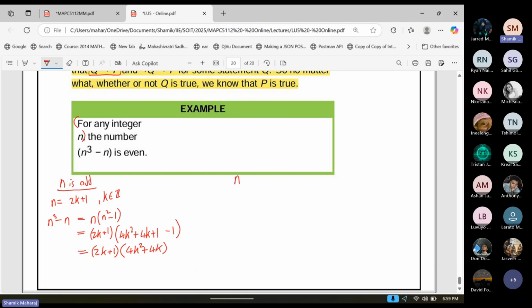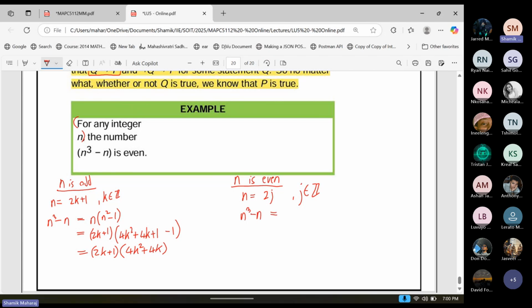Let me do the even side here, and let's just see what happens if n is even. If we can get to that one at least. So if n is even, n can be written as 2j, where j is some integer. So n cubed minus n in this case becomes, again, should I factor this out? Yeah, let's factor that out. n into n squared minus 1 is equal to 2j into 4j squared minus 1.